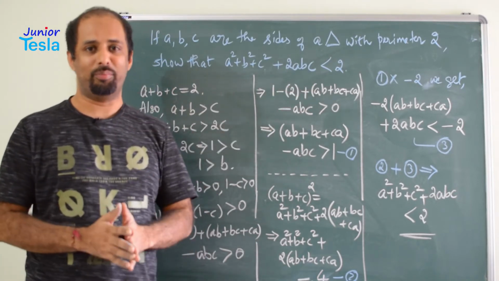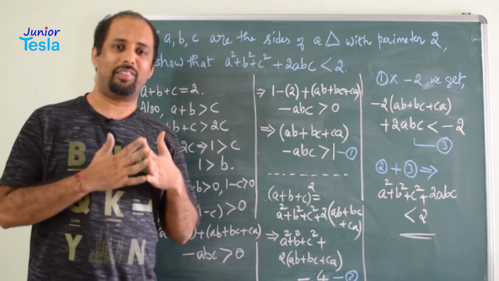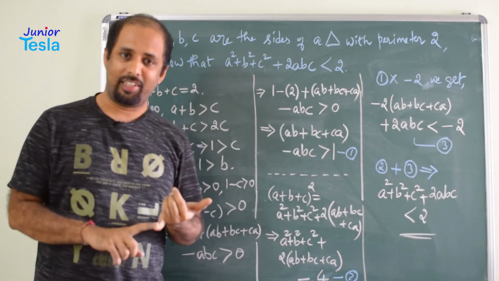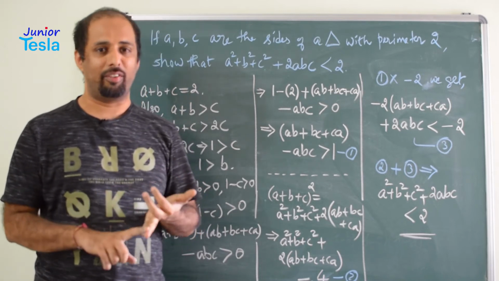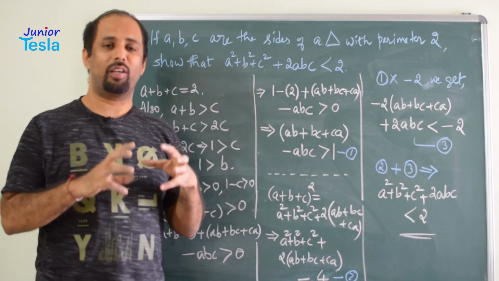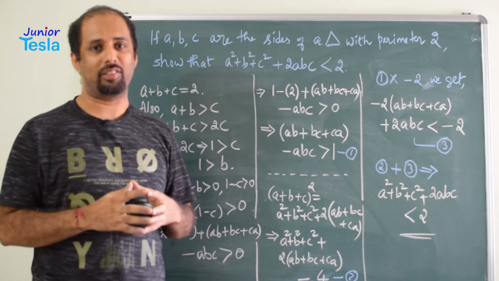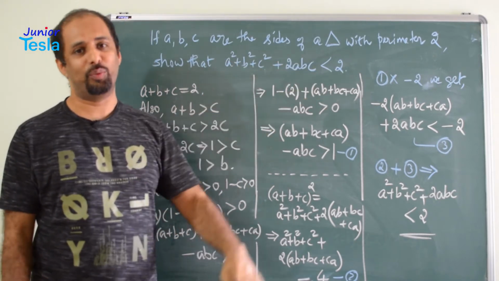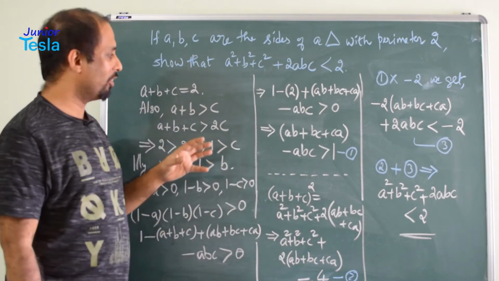This is the problem. You always have to see very carefully what is given in the problem. Three sides are given of a triangle, and the perimeter is given, that is equal to 2. So somehow we have to make use of these two pieces of information to show that this expression is less than 2. Let us see how we can solve this problem.